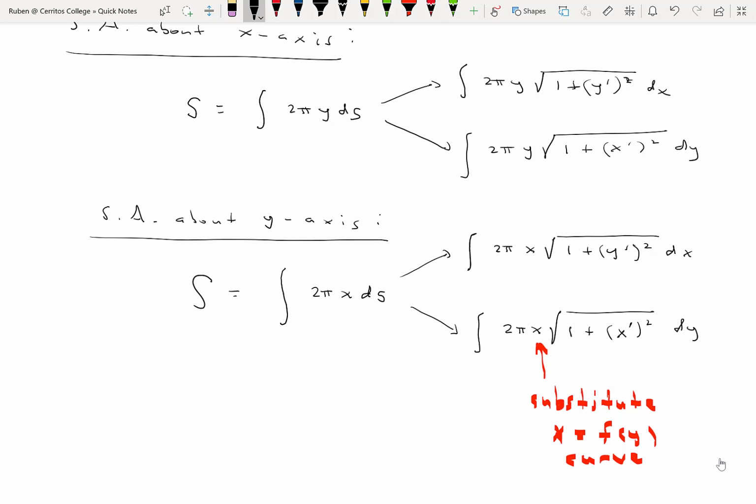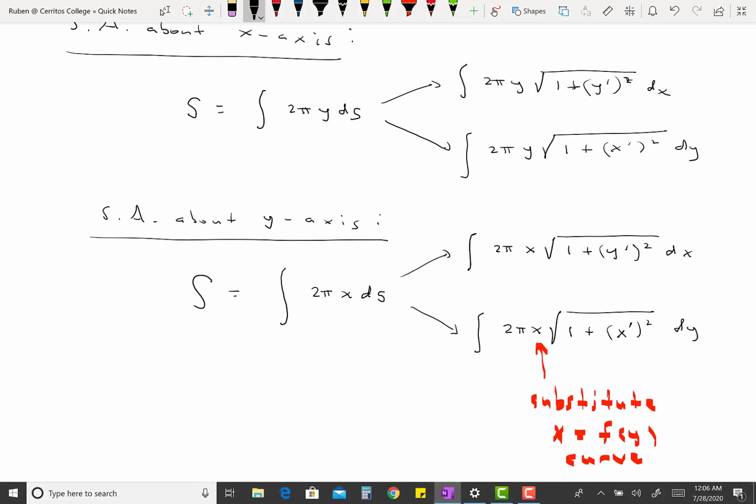If you choose to integrate with respect to x and get an integral you can't handle, whether it's surface area about the x or y axis, switch to integration with respect to y, and perhaps we'll get an easier integral to evaluate. In any case, that ends our 2 sections for this video segment, sections 8.1 and 8.2. And I'm looking forward to talking with you all again soon.